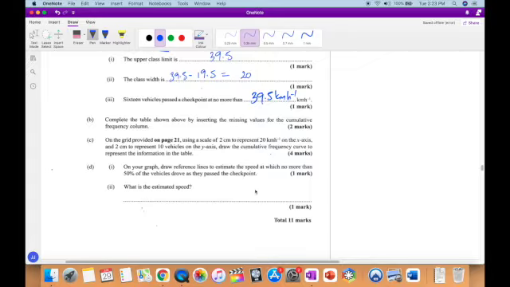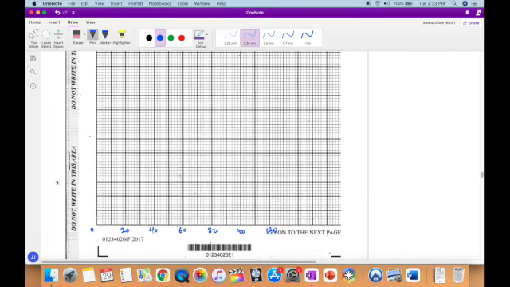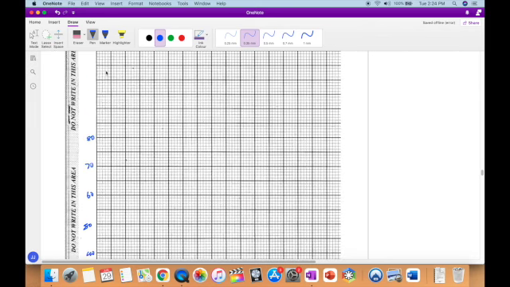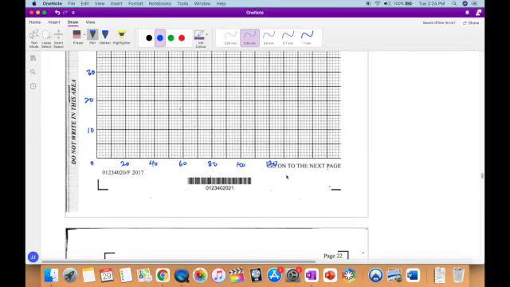And then 2 centimeters to represent 10 vehicles on the y-axis. So 2 centimeters to represent 10, 20, 30, 40, 50, 60, 70, 80, and 90. And of course, this is my y-axis. Alright, so this is frequency F. This here is the x-axis, kilometers per hour.